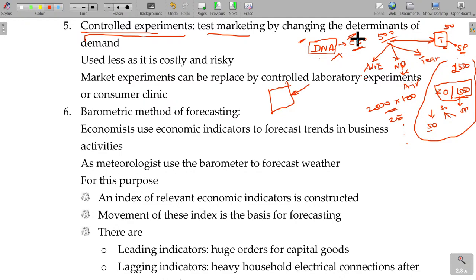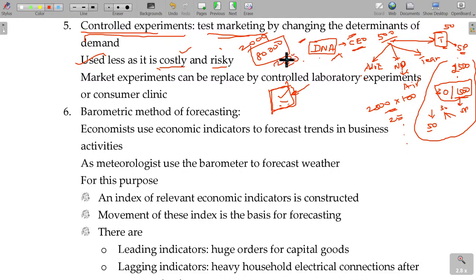So test marketing by changing the determinants of demand. Pavan, the owner, tested by selling the products here. It is used less as it is costly and risky, and it's always costly and risky. Training so many people, no? The money paid for training was almost 80,000 rupees for Sridhar alone for 20 days of training. Just think of it, this happened in 2009. Now this cost may be around 2 lakhs, right?